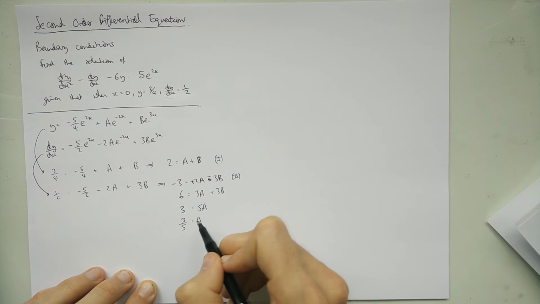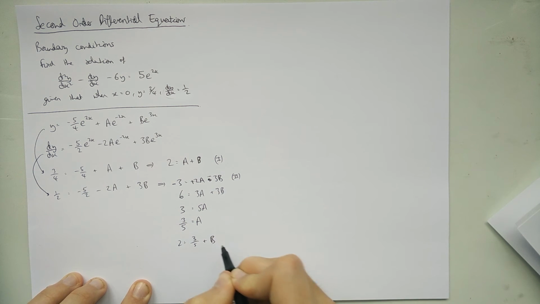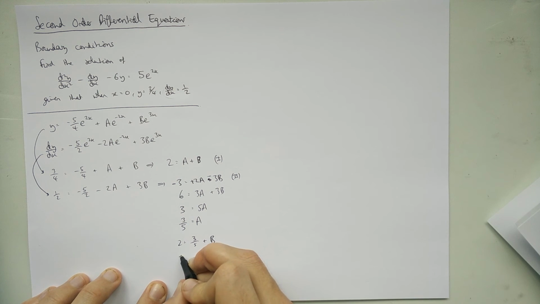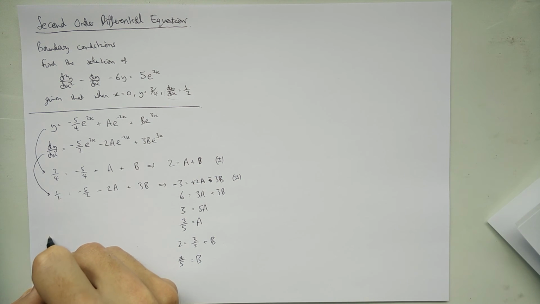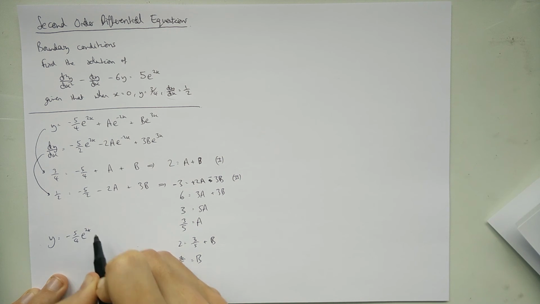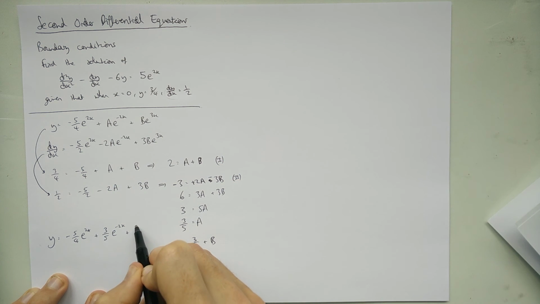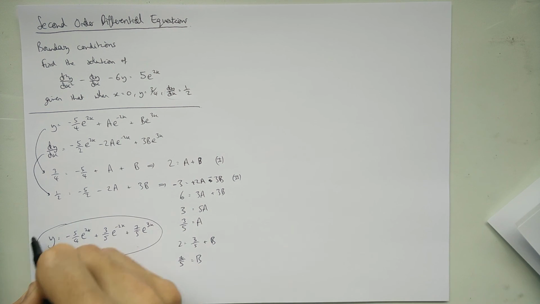That's my first solution. Plug it in up here. I've got that 2 is equal to 3 over 5 plus b, and so b must be 2 take 3/5, which I believe is 7/5. Given that information, we can go back to our original solution. Y is equal to minus 5 over 4 e to the 2x. A is equal to plus 3 over 5 e to the minus 2x, and b is plus 7 over 5 e to the 3x. And that is your specific solution using your boundary conditions.